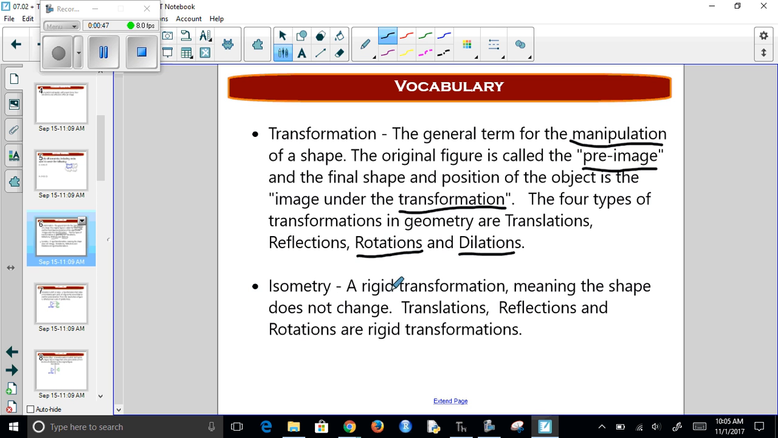Now, an isometry is a rigid transformation, which means that the shape does not change. So translations, reflections, and rotations will be these rigid transformations, or isometries, meaning they'll stay the same shape and size once they're done.